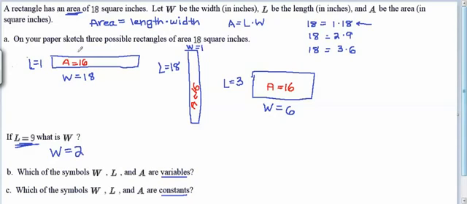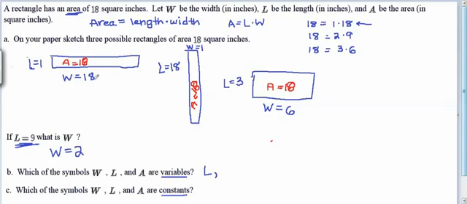So we saw that there were many values of L that would work. We could have an area of 16, I'm sorry, I wrote 16, it should be 18 square inches for my areas there, excuse me. So returning to that question, we saw that L could be 1 or 18 or 3 or even 9, and the area would still be 18, so L is definitely a variable.